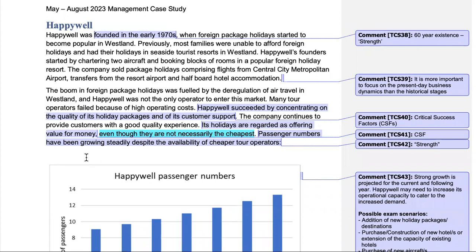And passenger numbers have been growing steadily despite the availability of cheaper tour operators. Yeah, cheaper tour operators are there, but customers depend on our services, even though the prices are a bit high. Why are they depending on our services? Why do they love us? Because we are offering them value, which can be considered a significant strength. It gives us an indication about the brand presence and the strength of the brand Happywell has created over a number of years.